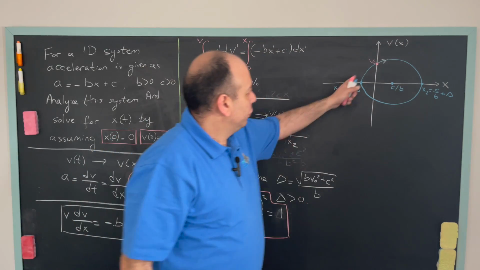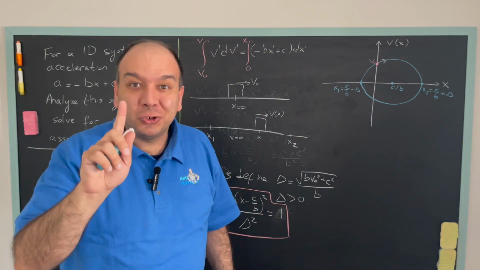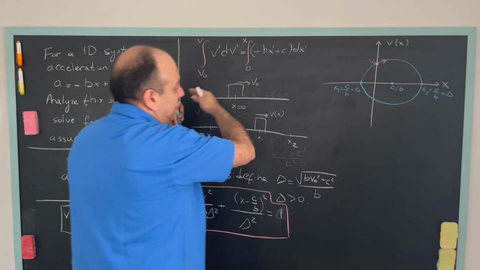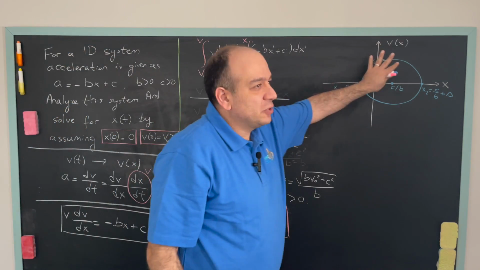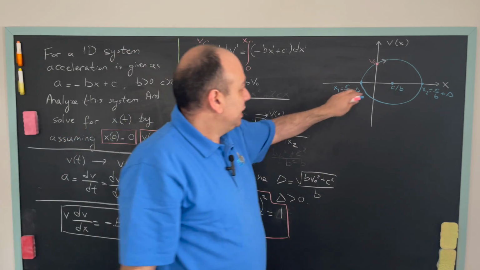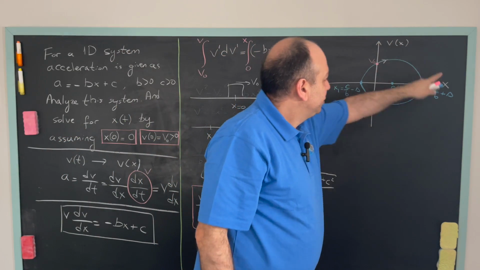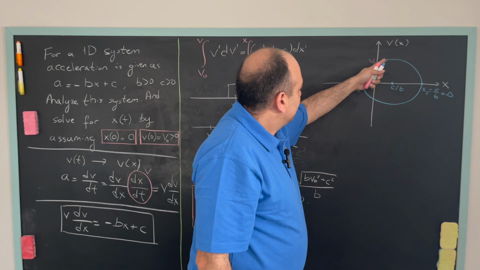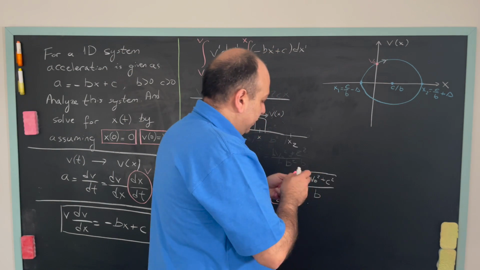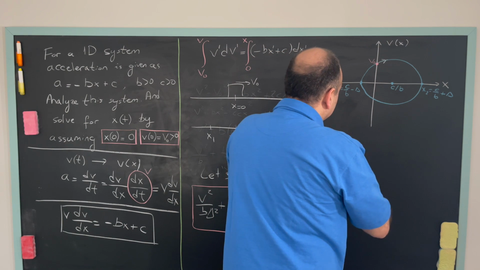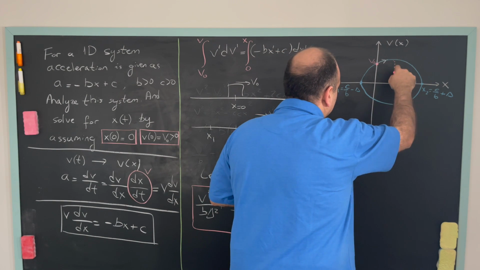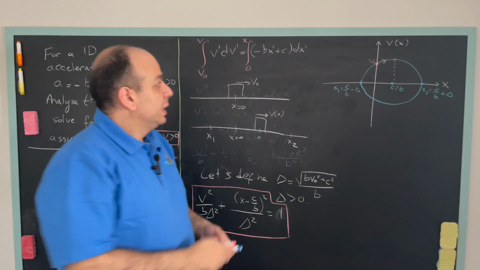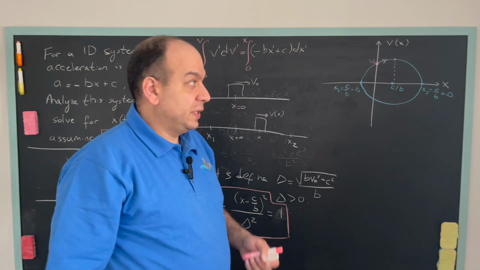Do I really move on this ellipse? No. The system is still moving to the right, to the left. It's a one-dimensional system. So this is called the phase diagram. This actually shows us how v changes with x. Okay, so my v is increasing initially, right? And when I reach c over b, I come over here, I get a maximum value. Okay, but I'm still moving in the positive x direction.